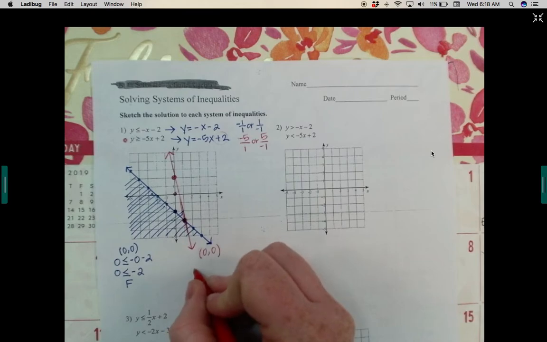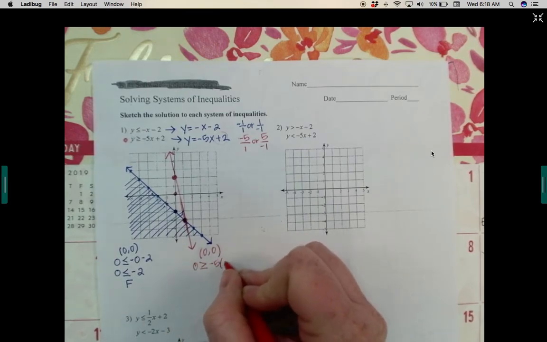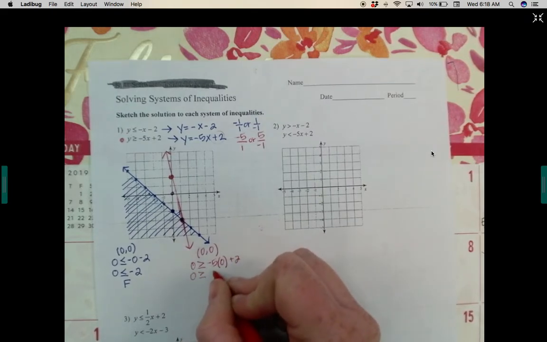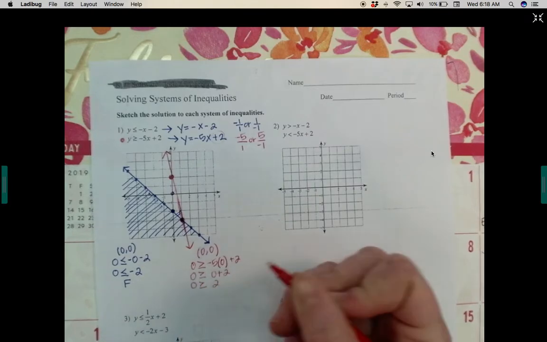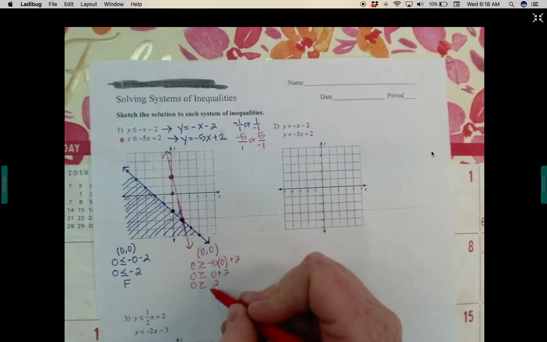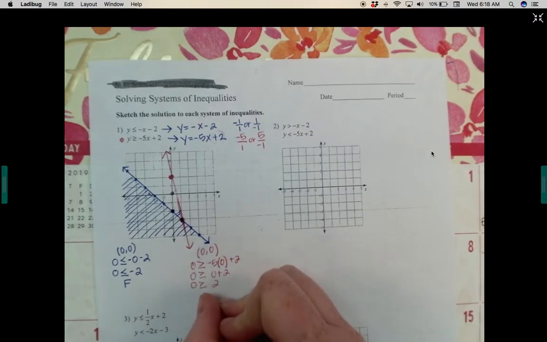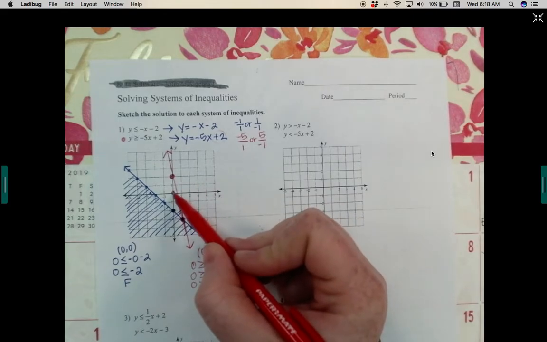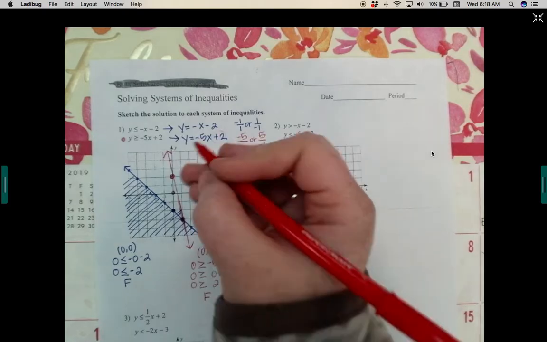So I have 0 is greater than or equal to negative 5 times 0 plus 2. 0 is greater than or equal to 0 plus 2. 0 is greater than or equal to 2. So I need to decide, is this a true statement? If I said 0 is greater than or equal to 2, you would tell me that's not true. It's a false statement. So that means that when I shade, I don't want to go towards 0, 0. I want to go the opposite direction.